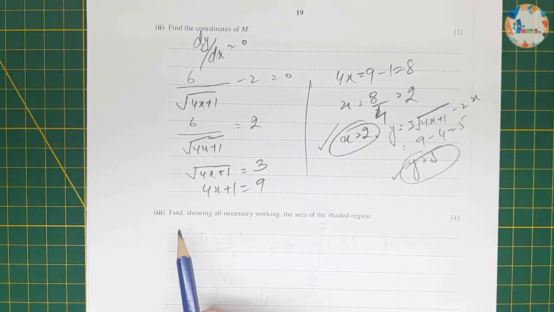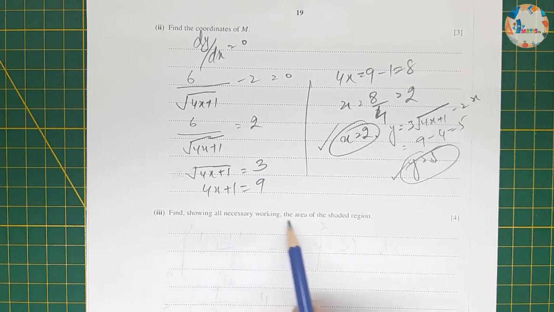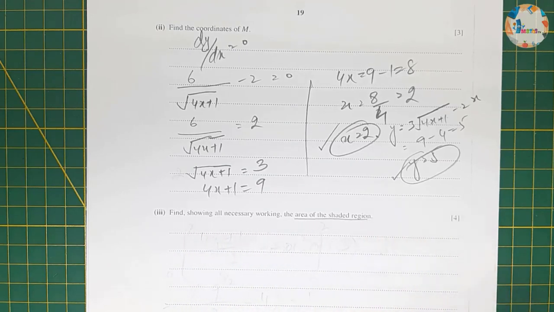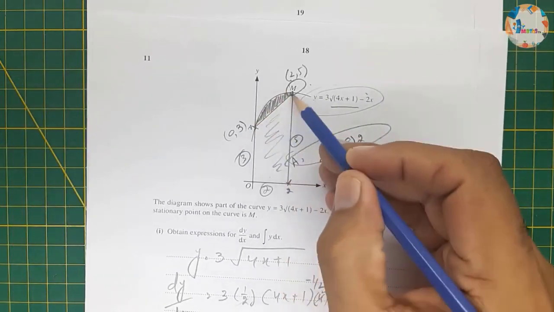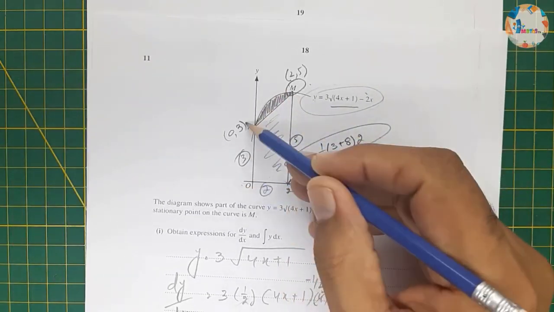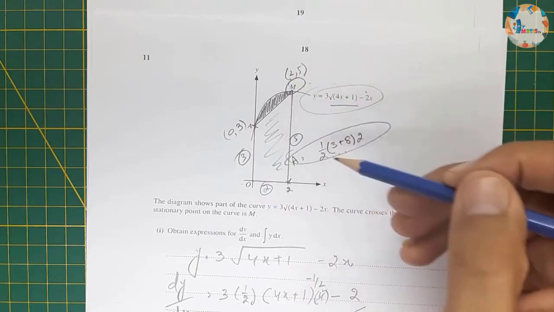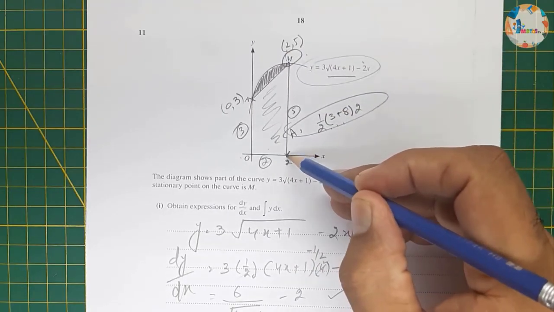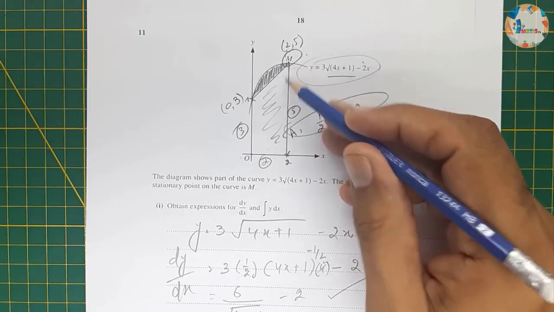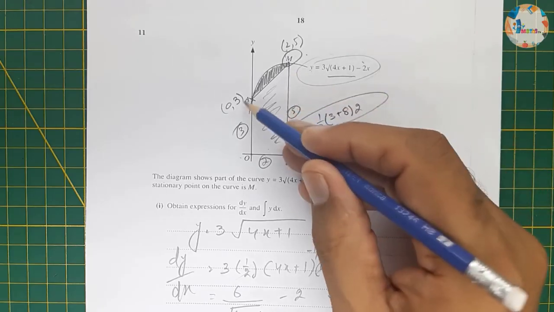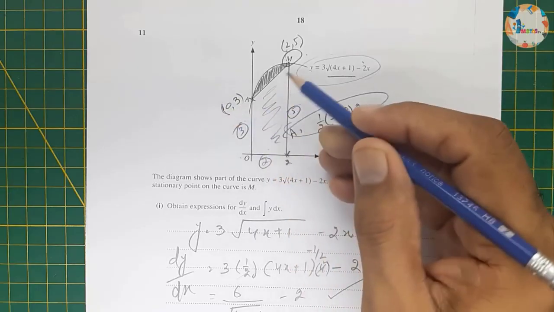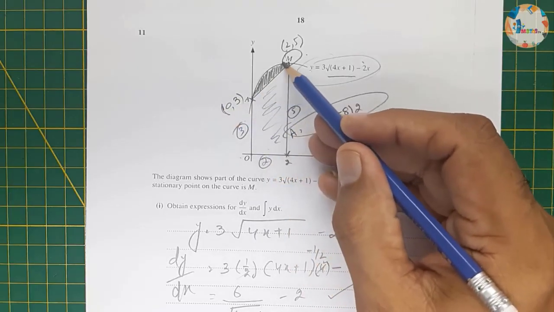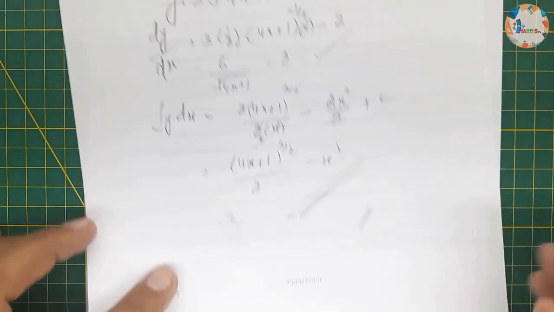Part 3, find, showing all necessary working, the area of the shaded region. For the area of the shaded region, we have these points: M is 2 and 5, and this point is basically 2, and this side will be 5 units, this side will be 3 units, this is having 0 and 3 coordinates. So what we can do, we can use the integral which we have done in part 1.